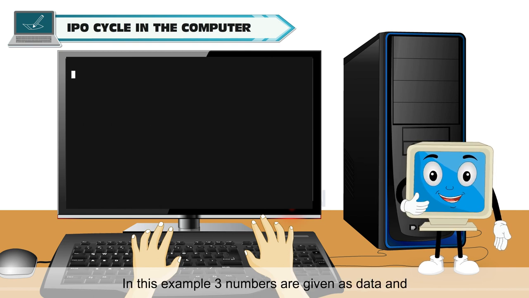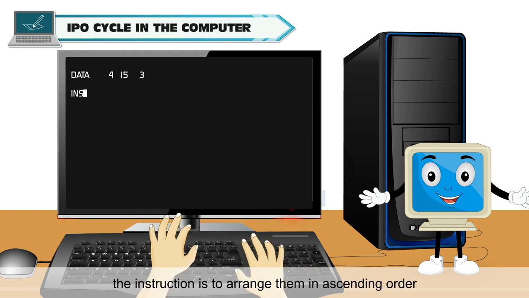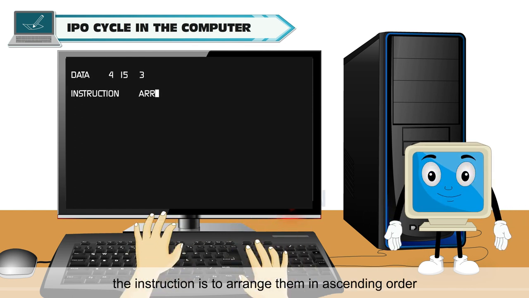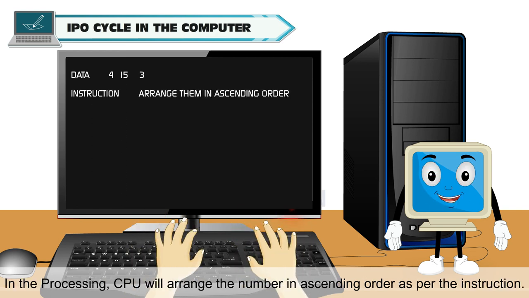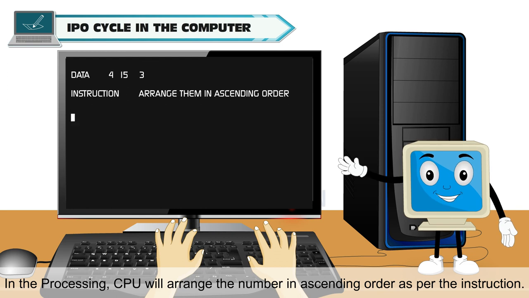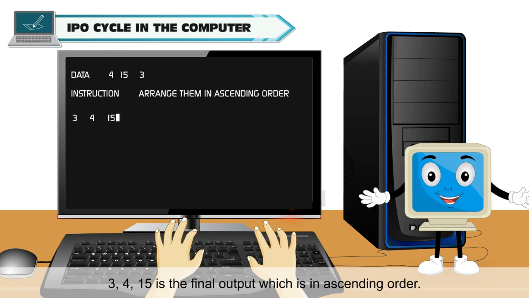In this example, 3 numbers are given as data and the instruction is to arrange them in ascending order. In the processing, CPU will arrange the numbers in ascending order as per the instruction. 3, 4, 15 is the final output, which is in ascending order.